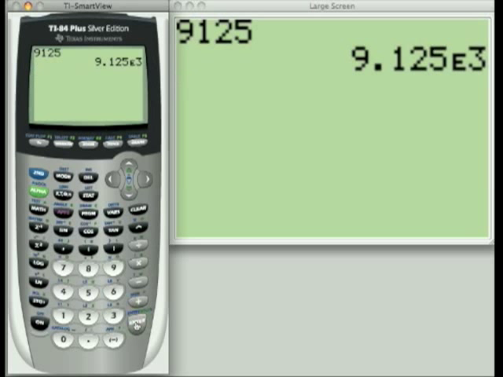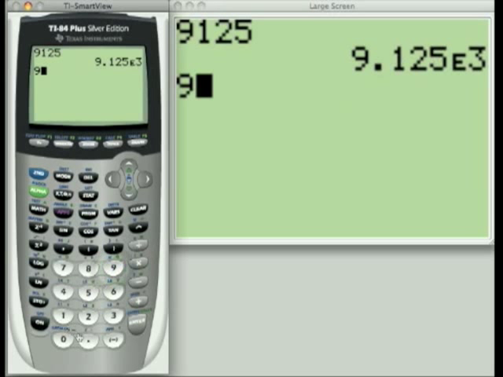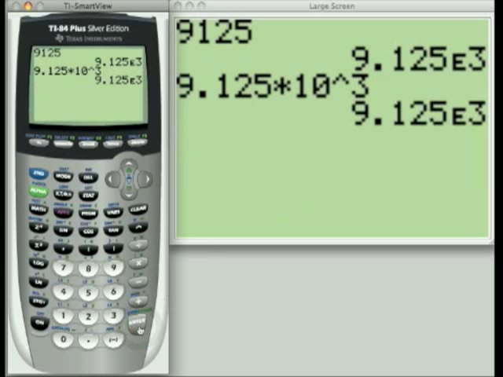Now normally in scientific notation we have a coefficient times 10 to some exponent. The calculator display shows the coefficient. It does not show times 10, but it does show the exponent. So what I really have in this row right here is the scientific notation 9.125 times 10 to the third. Just to show you that these two expressions are equivalent, I'll hit enter again, and you'll see we have the same thing.